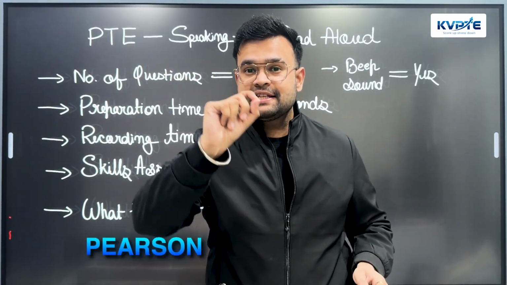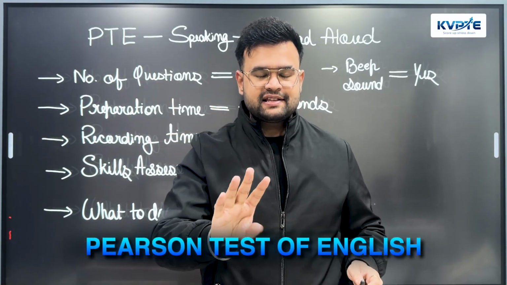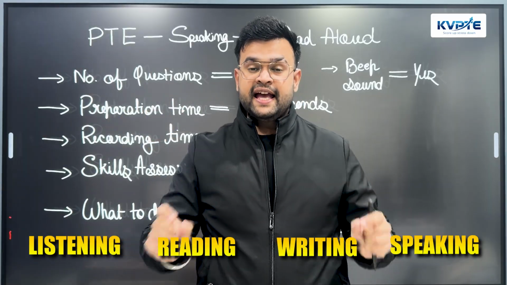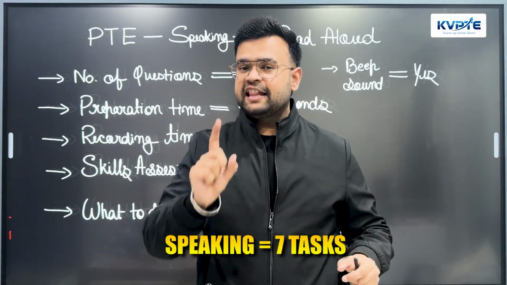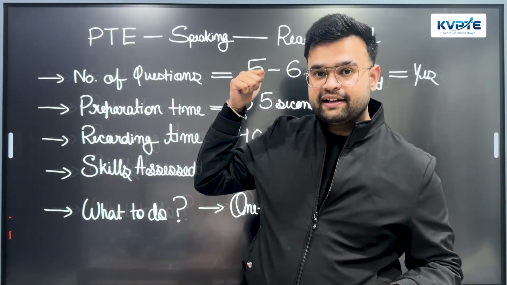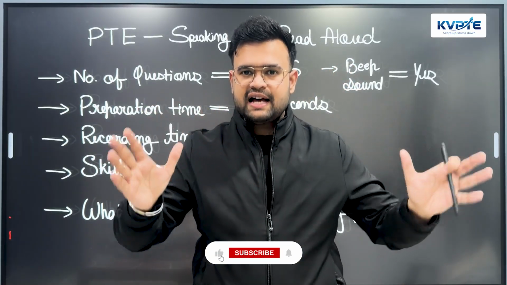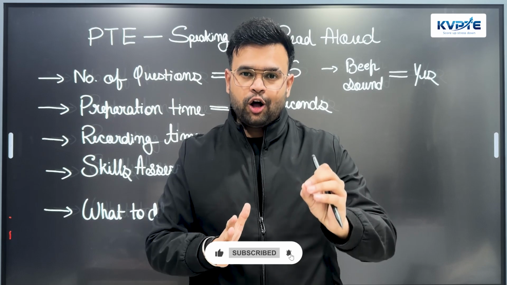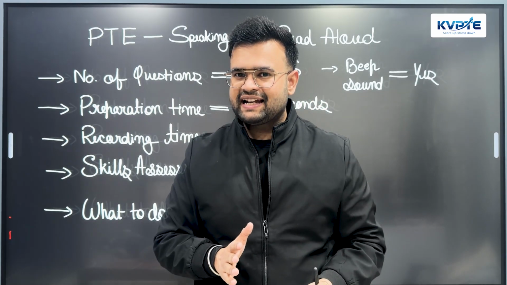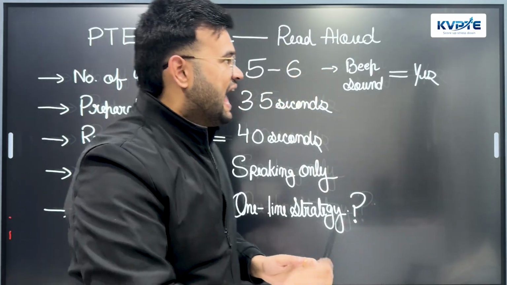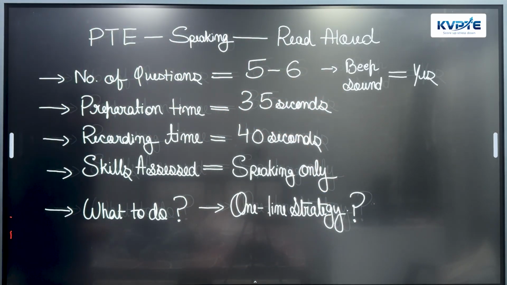Now in your Pearson Test of English PTE exam you have 4 modules: speaking, writing, reading and listening. Speaking has 7 tasks and the first task is what? Read Alouds. So in this video I'll be covering Read Alouds very thoroughly, and also one very important thing, that is the one line strategy. So stay tuned, watch the video till the end, and let's start with the PTE Speaking Read Alouds.